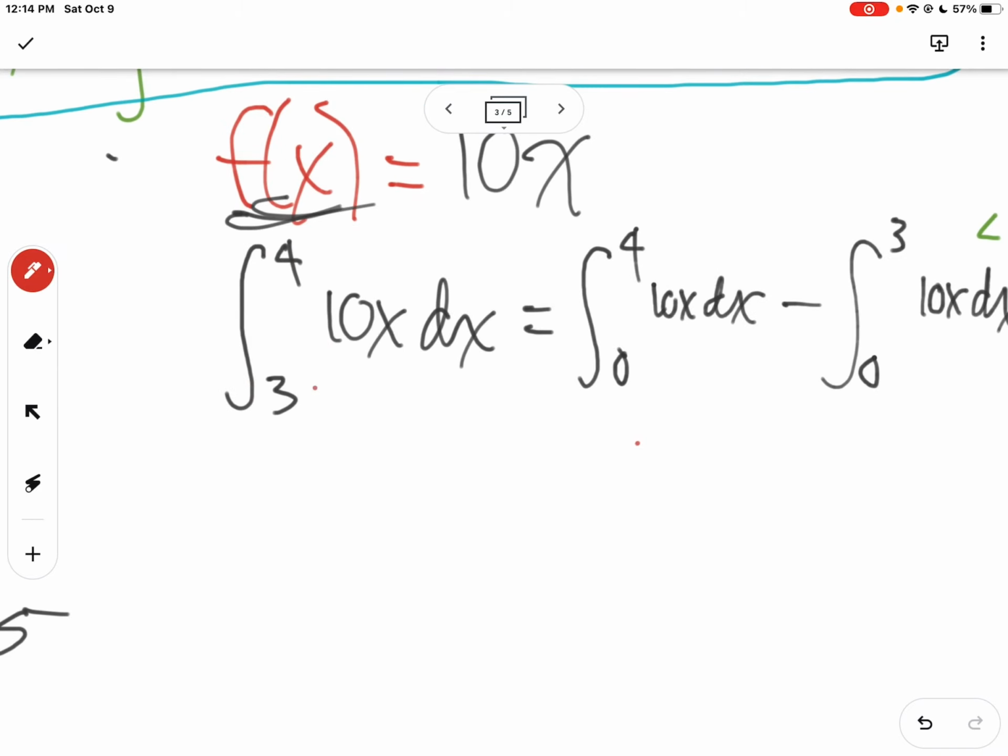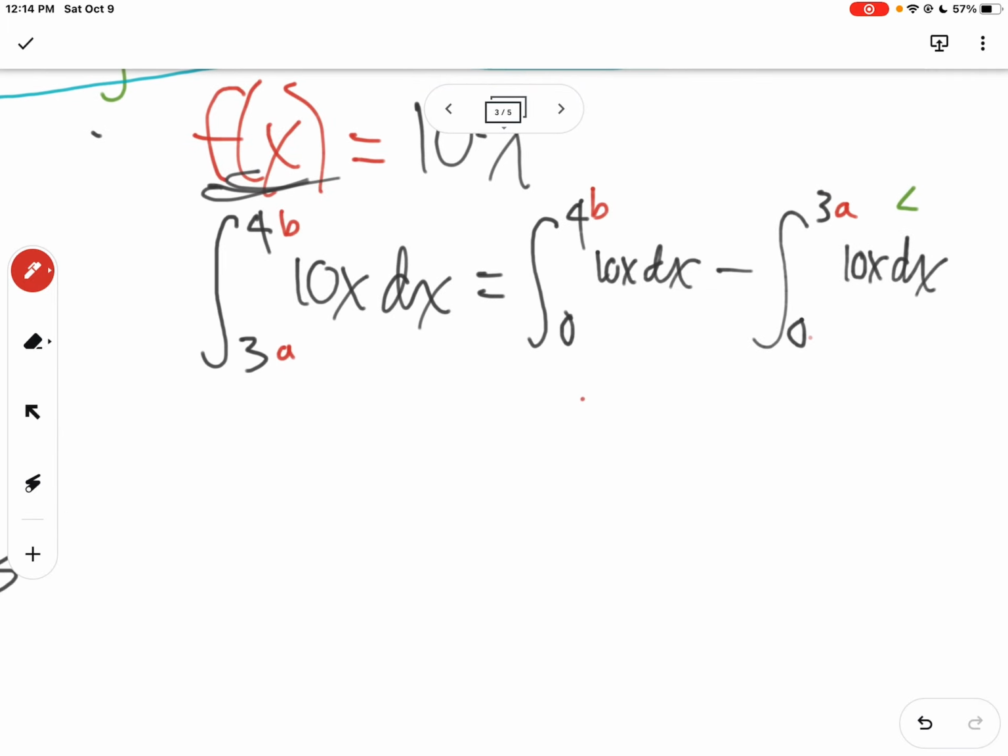Okay, and I'm just going to put this here because sometimes we like these relationships with letters, but it doesn't matter. I could call that A, I could call that B, in which case that 4 would be B and 3 would be A, right? So the integral from A to B is the integral from 0 to B minus the integral from 0 to A.